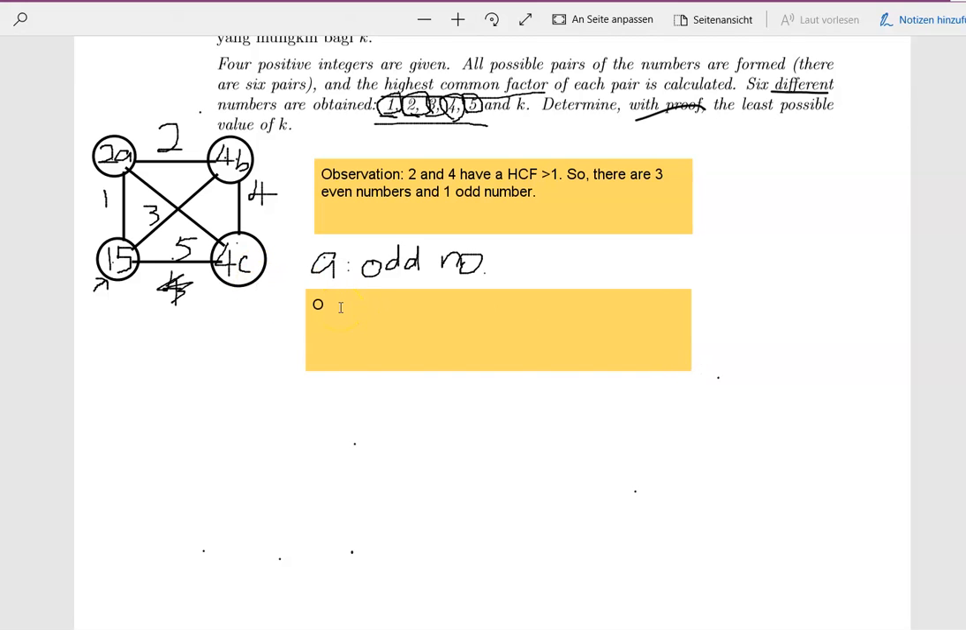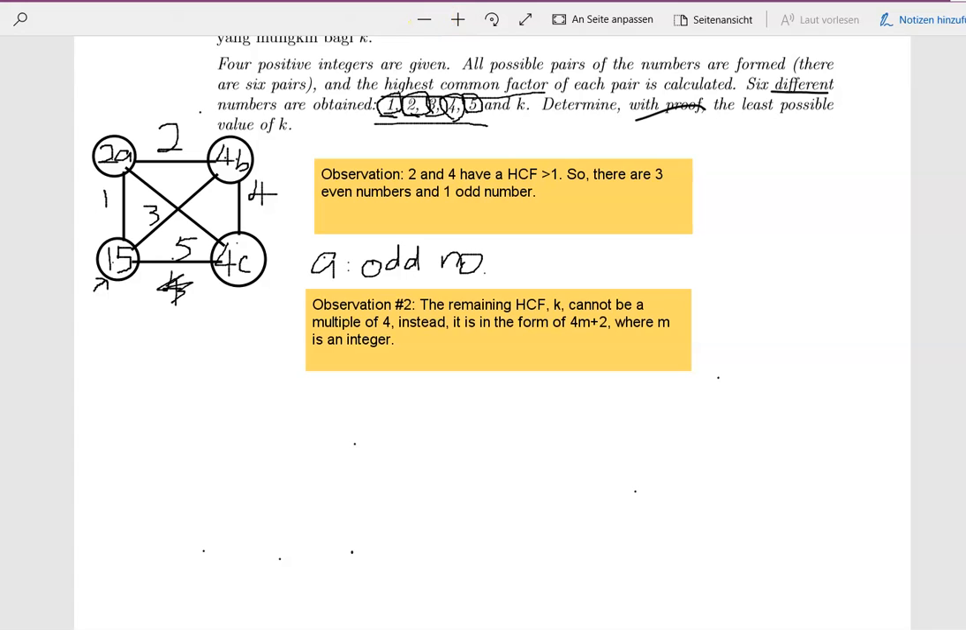So a second observation: the remaining HCF, the unknown one, k, cannot be a multiple of 4. Instead, it is in the form of 4m plus 2, where m is an integer.